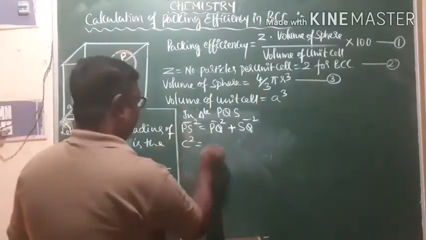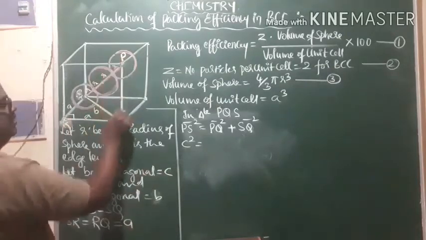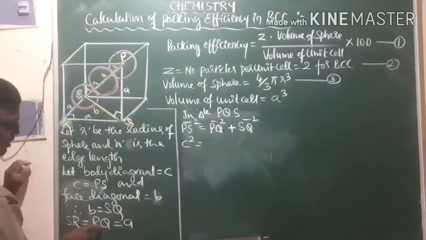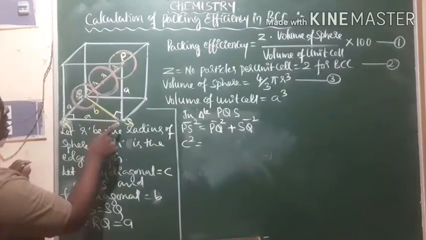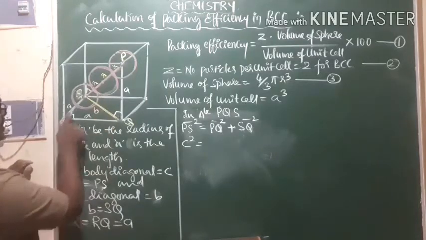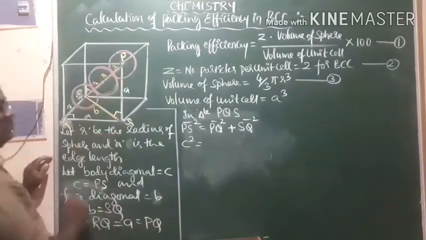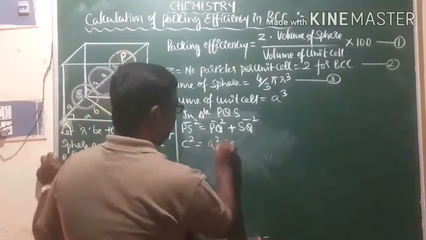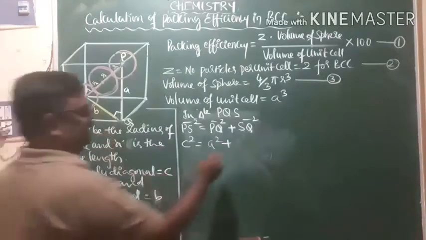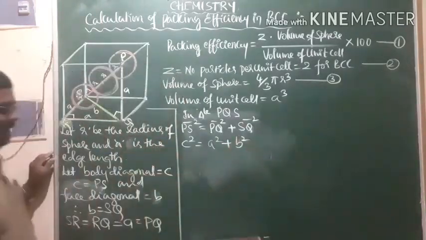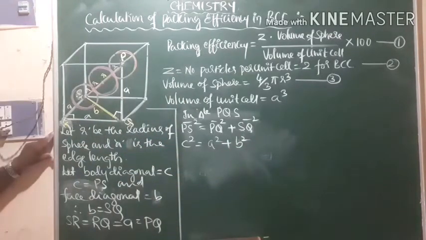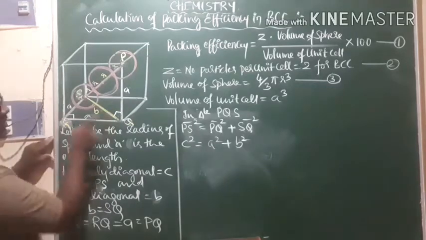What is PQ? PQ is the edge length. That is A, so PQ square is A square. Then QS is the face diagonal, that is B, so QS square is B square. So C square is equal to A square plus B square.